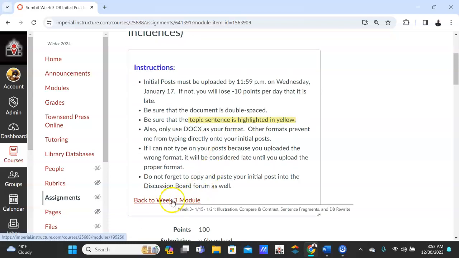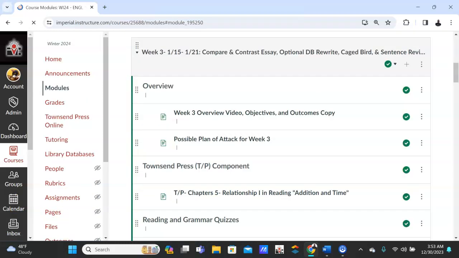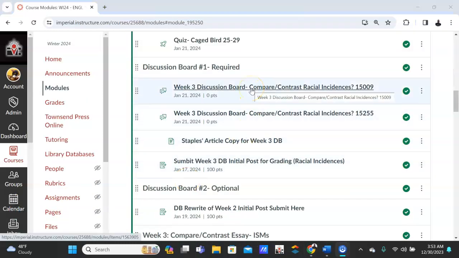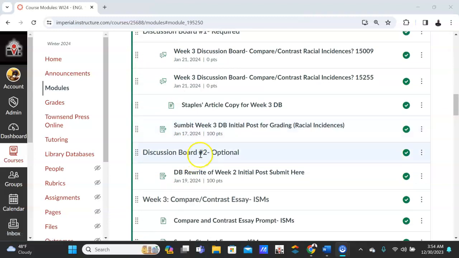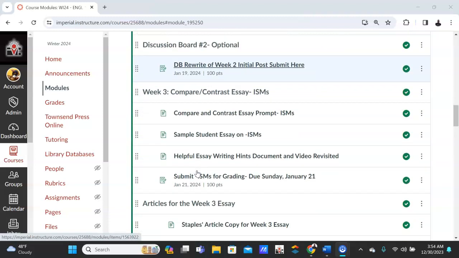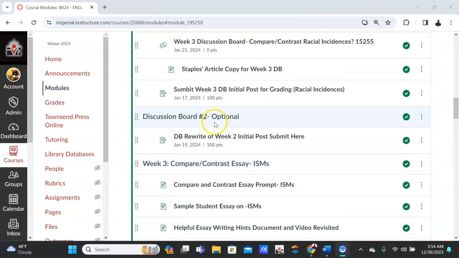Okay, and then let's go back. So again, by Wednesday, January 17th, you will post your initial post here, comparing or contrasting. Choose one or the other. Try not to do both. It's only a paragraph for the initial post for the discussion board. Copy and paste it here, and then submit it here, and this is where I will grade it like I did for week 2. And then again, discussion board 2 is optional, and it's a rewrite of the week 2. Okay, the next video I'm going to jump into is the compare and contrast.